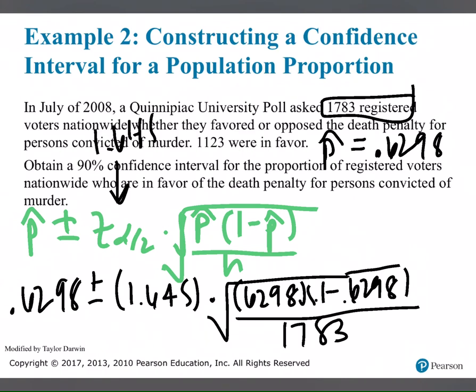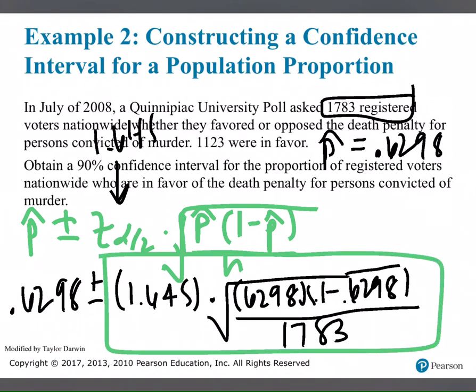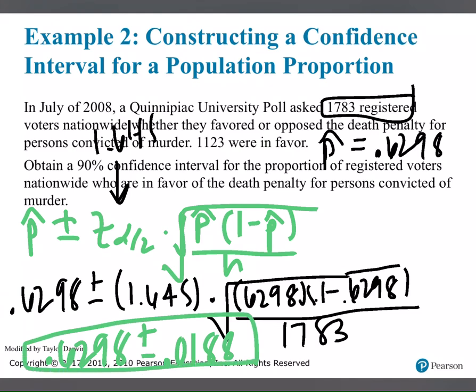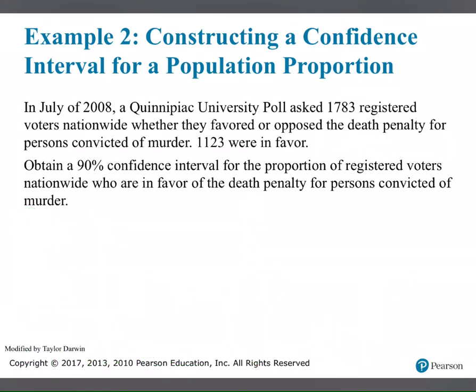Alright, I'm going to put this second half in my calculator first. When I put that in my calculator, I get 0.6298 plus or minus 0.0188. And you're almost done. So I'm going to erase everything but this. So pause it if you need it. Okay. 0.6298 plus or minus 0.0188.